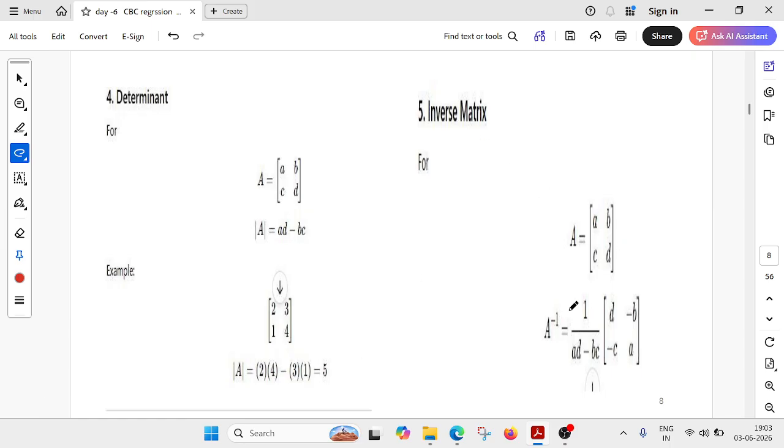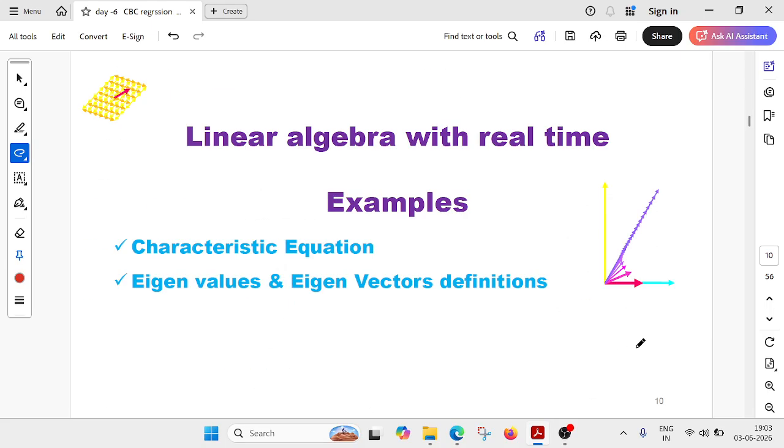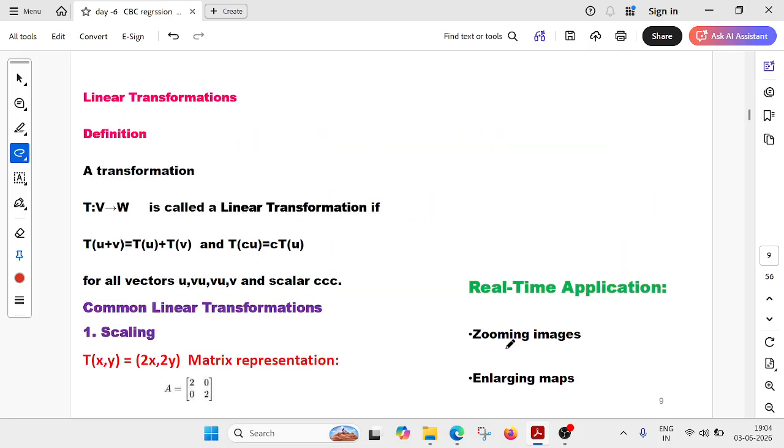Inverse matrix: you know that for a 2 by 2 matrix it is 1 by AD minus BC, times the matrix with D, minus B, minus C, and A. For 3 by 3 and 4 by 4, you know very well to use the calculator, right? Next, moving on to linear algebra with real-time examples. You know very well the characteristic equation, eigenvalues, and eigenvectors definitions.